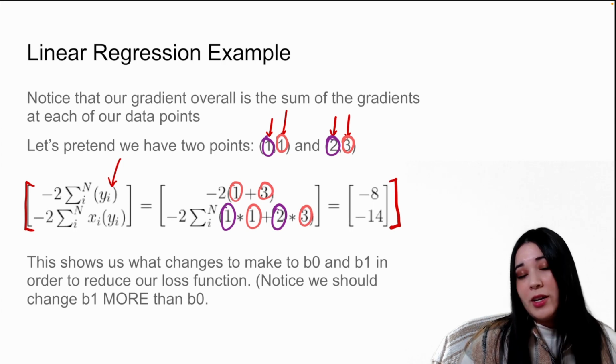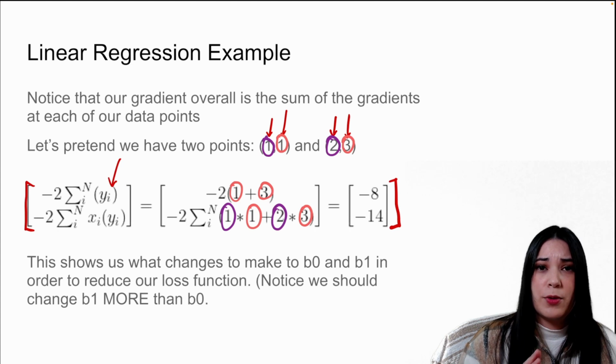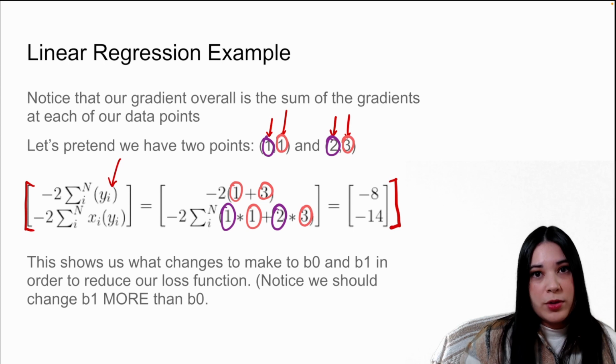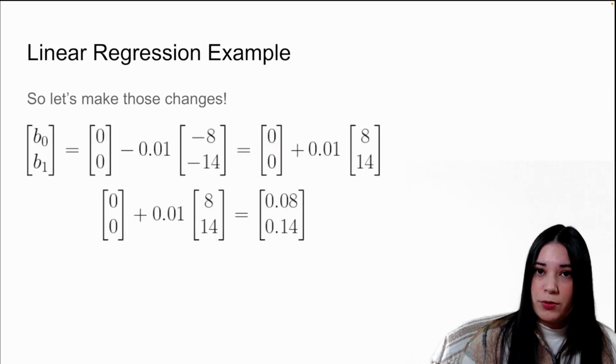This tells us what adjustments we should make to the intercept on that top value and the coefficient on that second value. Notice that the partial derivative for the coefficient is actually larger in magnitude than the one for the intercept. That means in this specific case, we want to change our coefficient more than we want to change our intercept.